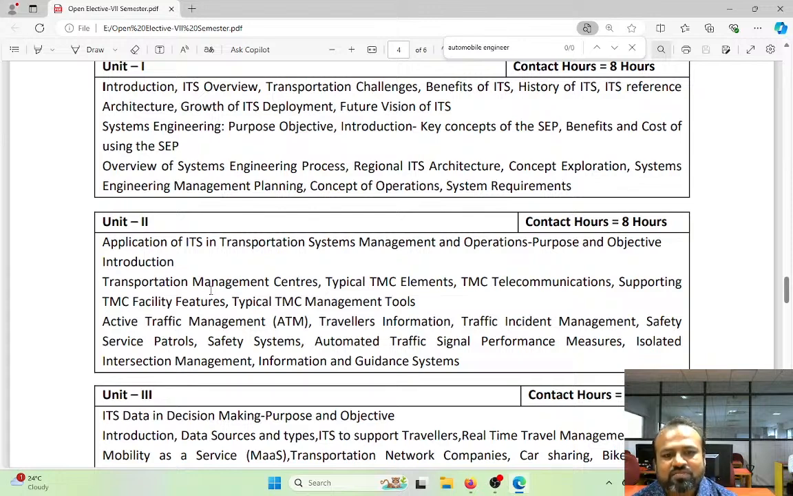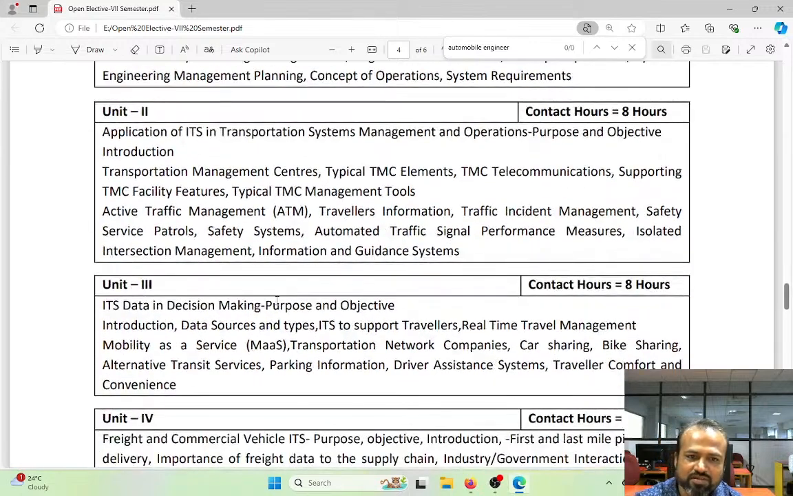In the transportation management centers, what are the roles, how the communications will happen, how the supporting will happen, what are the features of those transportation management centers. Active traffic management, how it will be done, how the travelers' information is gathered, how the traffic incident management is done, what are the safety protocols we need to follow, what are the information and guidelines these systems are going to give to the users. Everything will be taught in a brief manner in module 2.